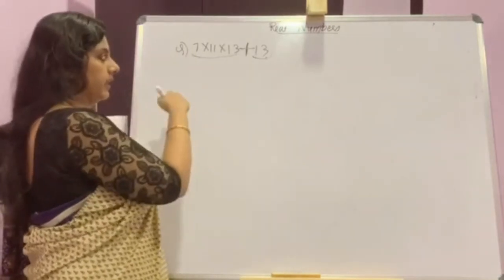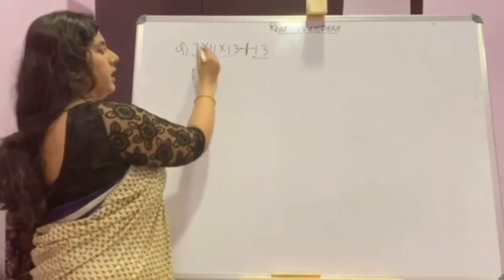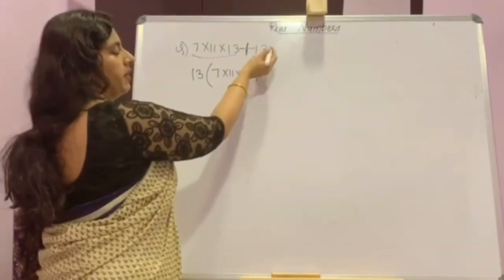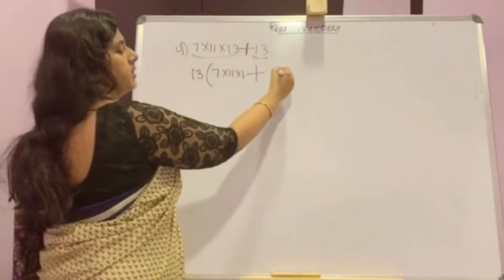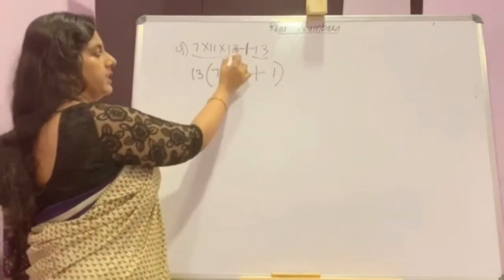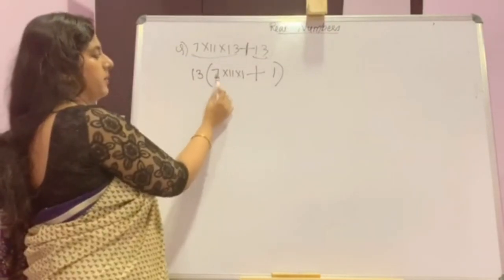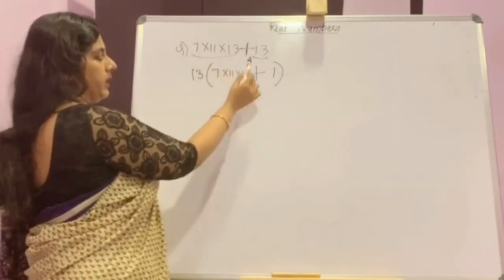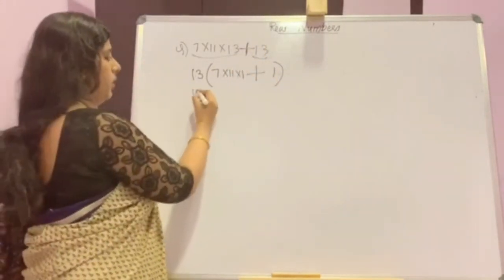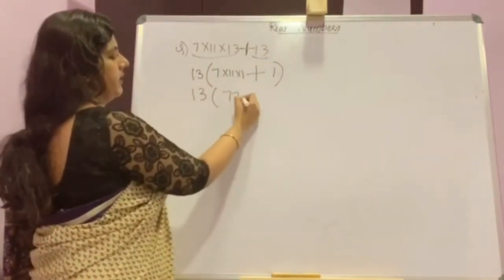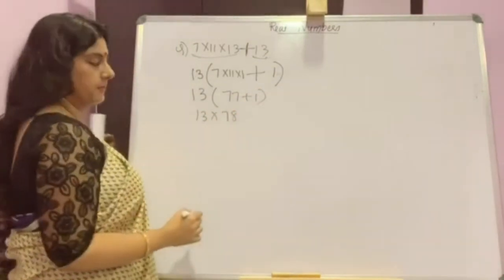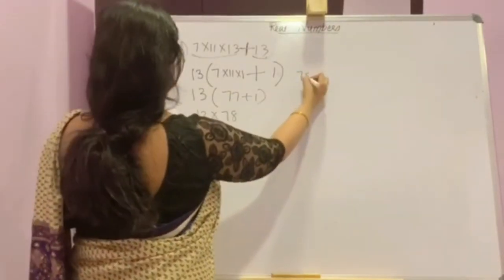Taking that 13 outside of the bracket, you will get 7 into 11 into 1, plus, and from here also we are taking 13, so the balance is 1. When we open this, we will get the same expression back. Now 13 into, this is 77 plus 1, that is 13 into 78. Now we will factorize 78 here.